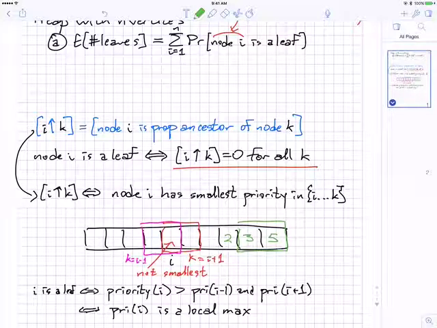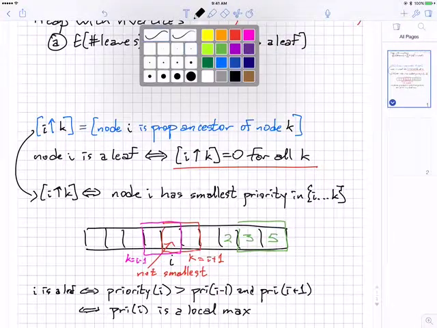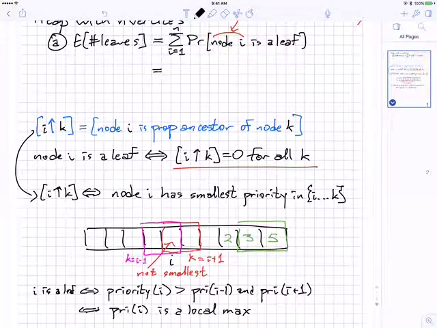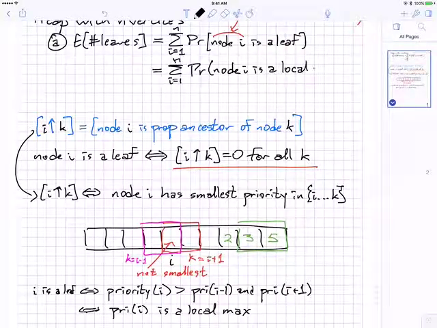Okay, so this means that if I go back up to the main argument, this is the same as asking what is the probability that node I is a local maximum.